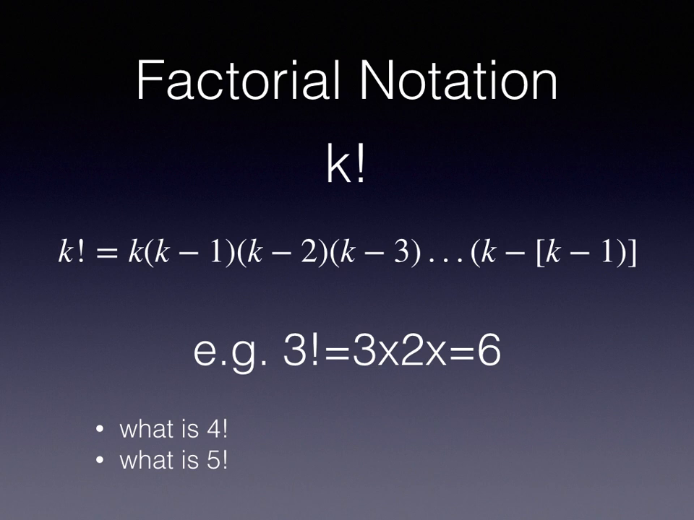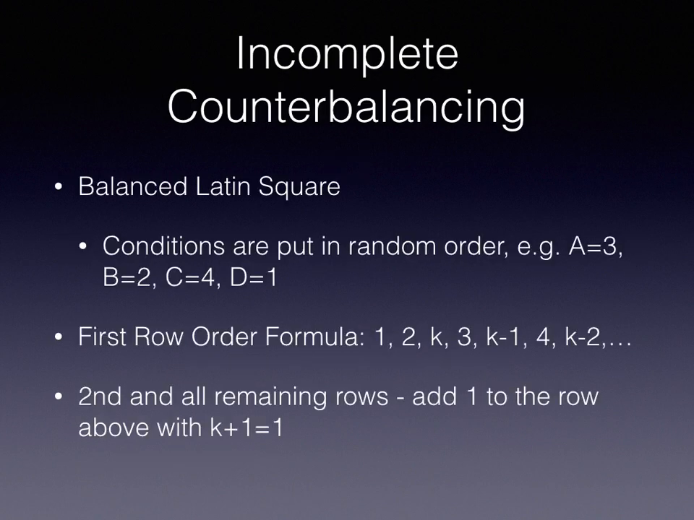The last type of counterbalancing also involves a formula. The last type of incomplete counterbalancing requires you to create what's called a balanced Latin square. However many conditions that you have, you form a square that is k by k, orders by conditions, in area. So you end up with a number of columns in your square that's equal to the number of conditions, and the number of rows in your square that is also equal to the number of conditions.